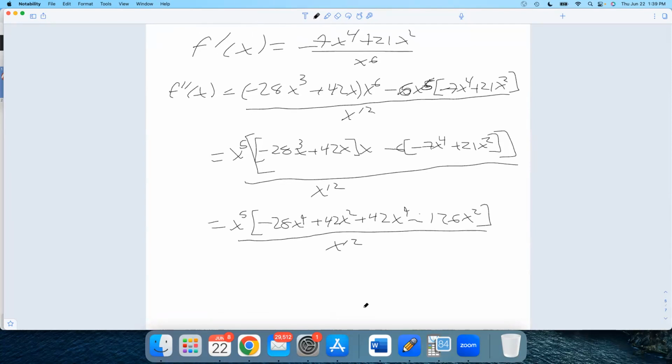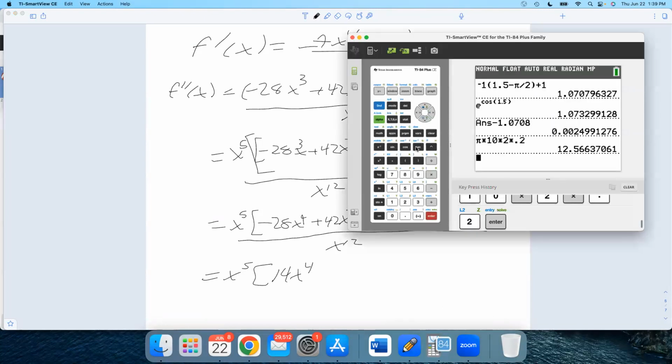Okay, anything pretty happen here? So I've got these 2 common factors. In fact, I've got a bunch more x's I could pull out here. I'll do that in a minute. But I've got 42 minus 28, is that 14? x to the 4th. And then I'm going to need my calculator here. 42 minus 126.